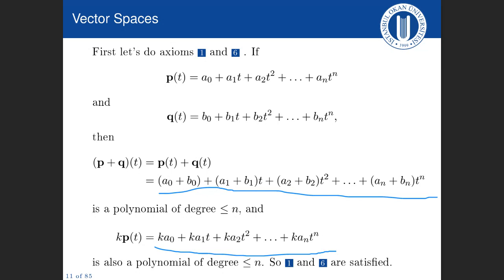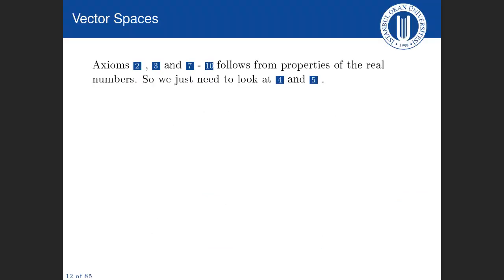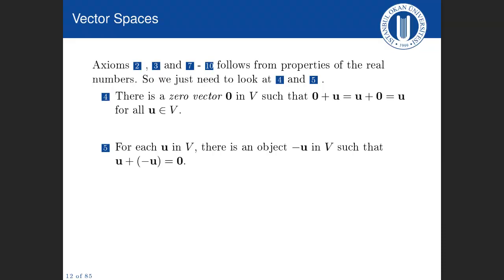So axioms 1 and 6 are satisfied. That just leaves the other 8. Axioms 2, 3, 7, 8, 9, and 10 follow automatically from properties of the real numbers, so I'm not going to talk about those. I just want to look at axioms 4 and 5. Axiom number 4 was the existence of a zero vector. Axiom number 5 was the existence of a minus u for each u.